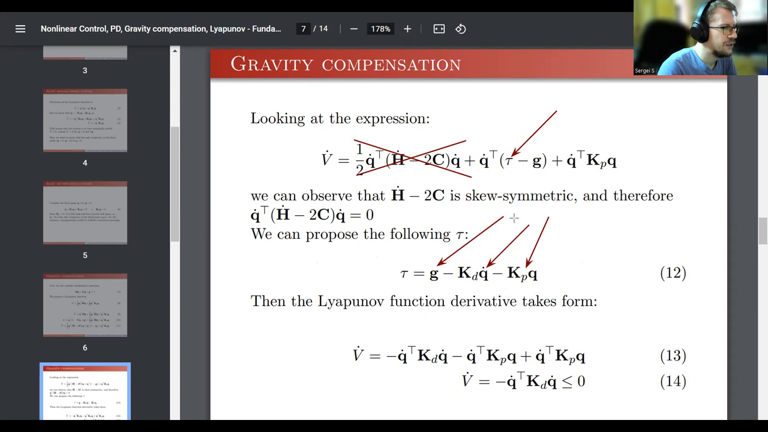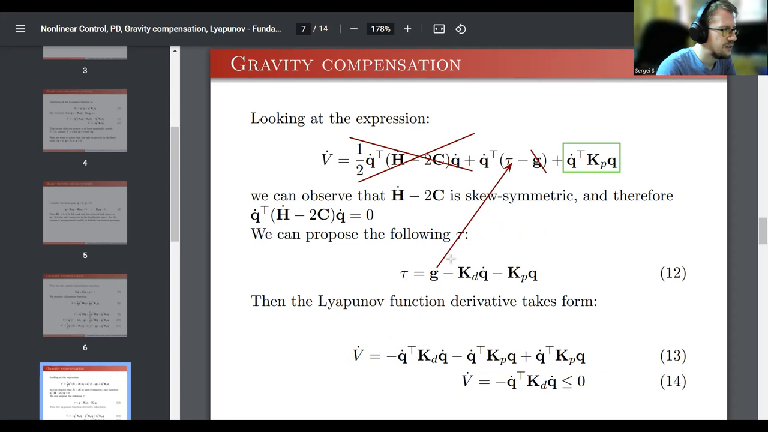Then we substitute here and we have our Lyapunov function derivative equal to this guy. How? Well, we said before, this component goes away. But now when we substitute G here, this component will go away. And what will remain is just, let me use a different color, this guy, and this guy. Those are what will remain. And that is what we see here.